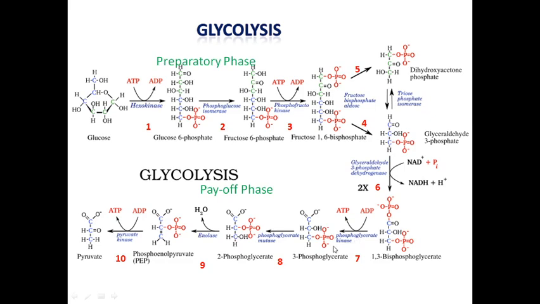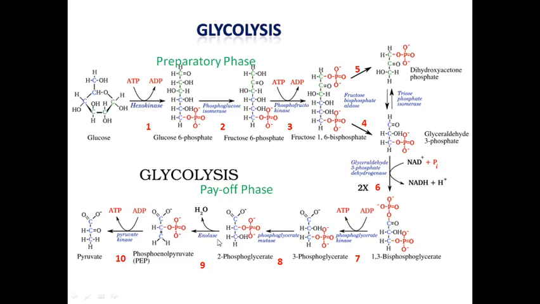And now what is the next step? This 3-phosphoglycerate gets converted to 2-phosphoglycerate. Here, this phosphate is at the third carbon. Now the phosphate gets attached at the second carbon. That is why it becomes 2-phosphoglycerate, in the presence of the enzyme phosphoglycerate mutase.